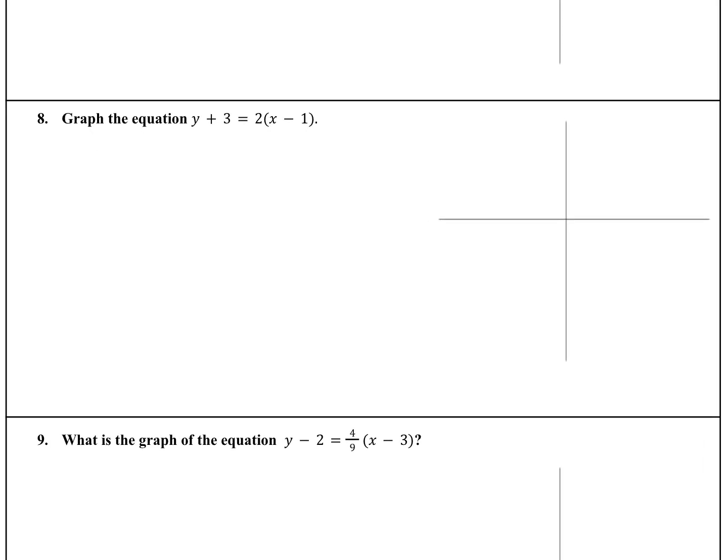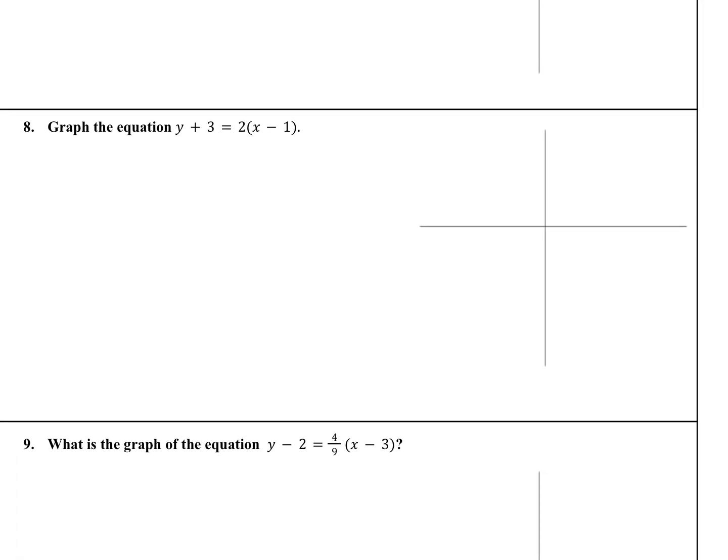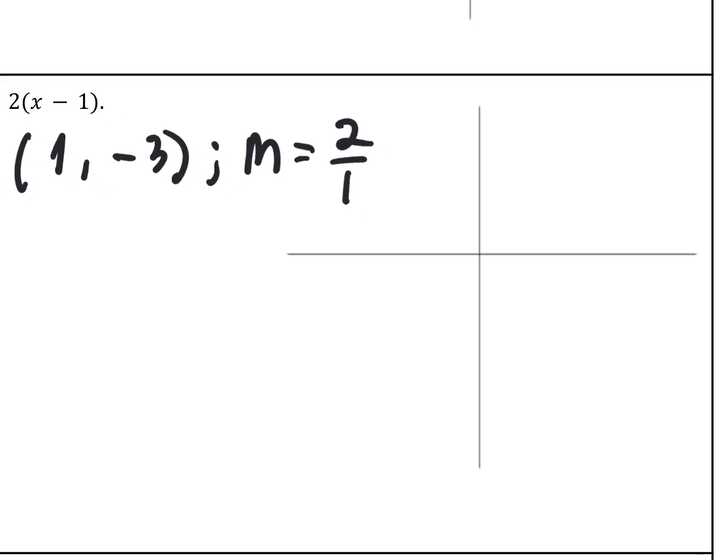Here, graph the equation y plus 3 is equal to 2 times x minus 1. Okay, that's like the first one, step 1, I would like to get my points here. It's going to be 1 and then minus 3. And then here, my slope is 2, or simply 2 over 1. Okay, so let's first plot our point at 1, negative 3. This is 1, and then 1, 2, and 3. This is going to be our negative 3. So the meeting point is somewhere here. So this is our 1, negative 3.